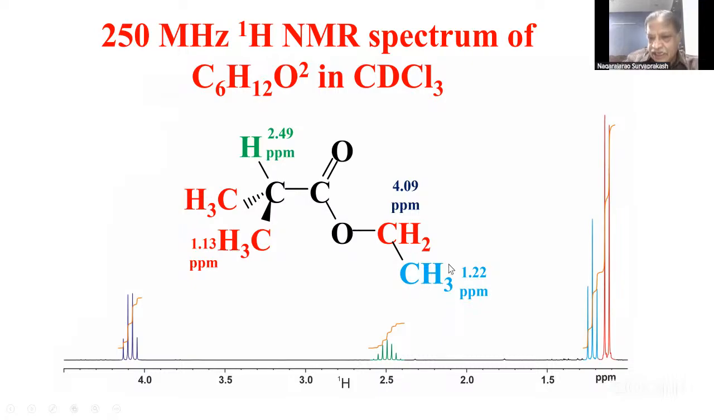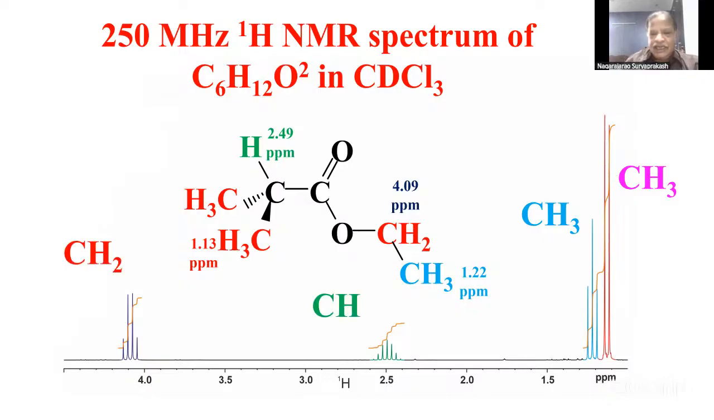In which case, this will become a triplet because of this, and this will become a quartet because of this. I can see one triplet here and one quartet here. And this triplet is the CH3 becoming a triplet because of this. This CH2 is a quartet because of this CH3. Now we'll go further. I have assigned this CH2 and this CH3. Now I have this CH3 and this CH. This group also I have to assign.